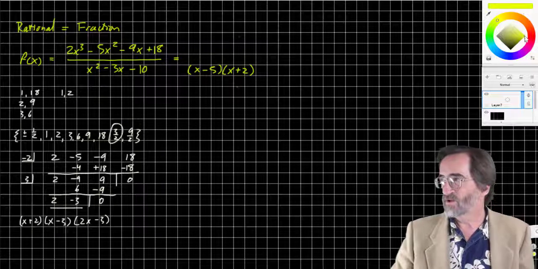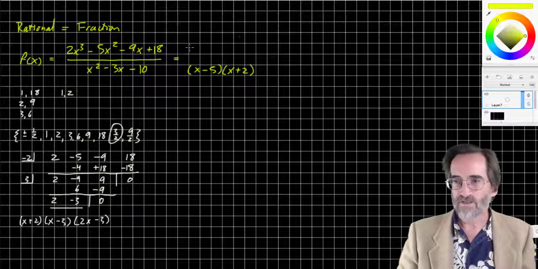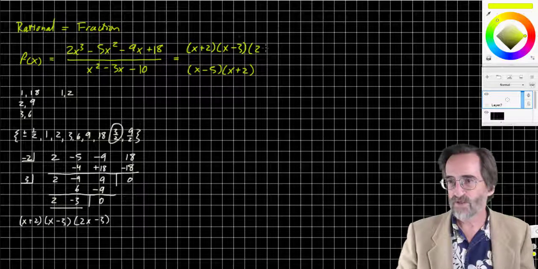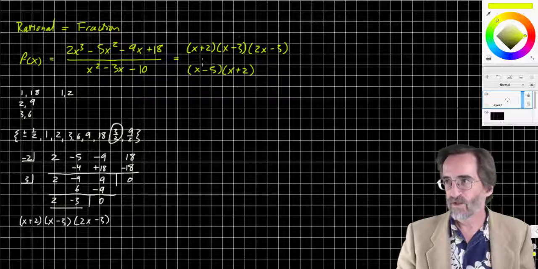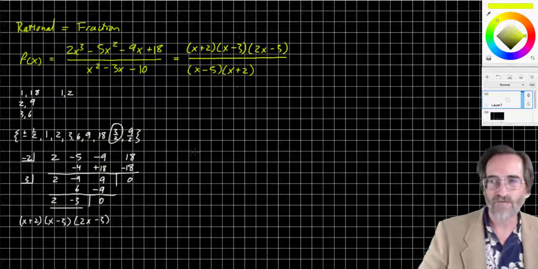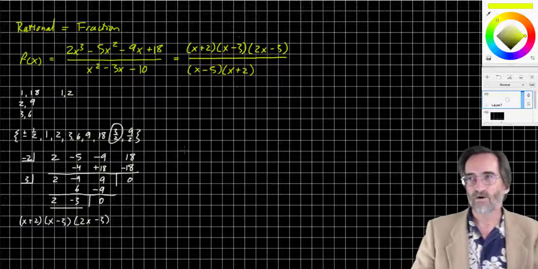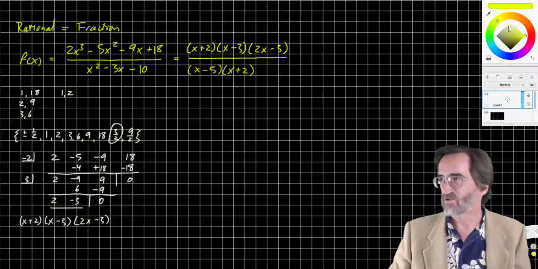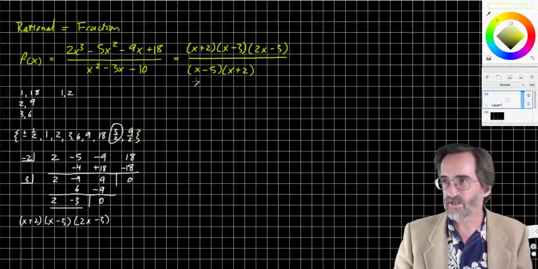So all that stuff we've been working on still applies. x plus 2, x minus 3, 2x minus 3 is our rational function, all factored out. Now that it's factored, we note some things. We can't divide by 0, so x cannot equal 5, nor can it equal -2.